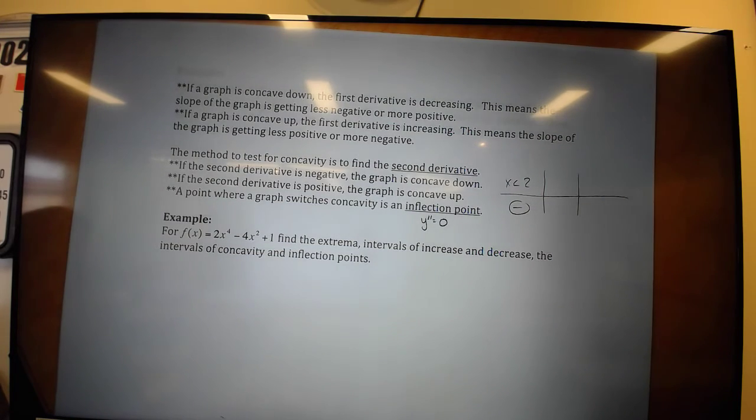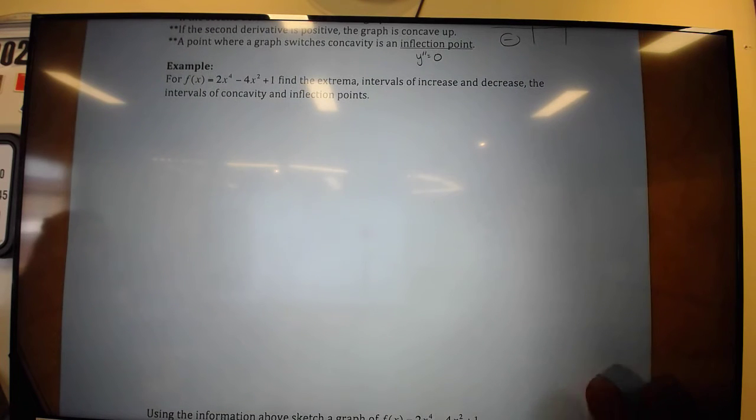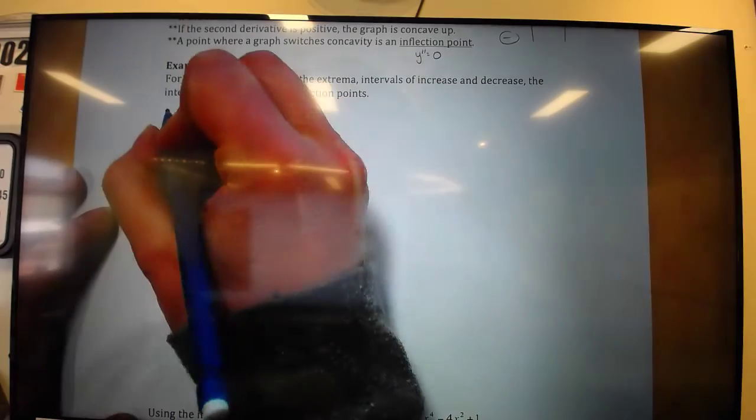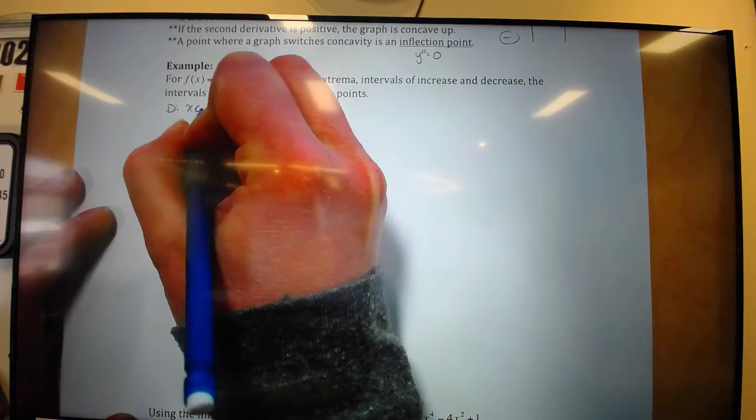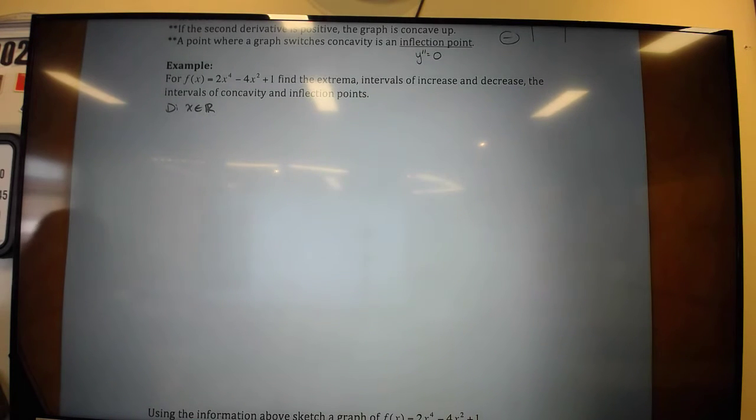Okay? So, example 4, we've got f of x is equal to 2x to the 4 minus 4x squared plus 1. We're going to find the extrema, we're going to find intervals of increase and decrease, and we're going to find the intervals of concavity and inflection points. Okay, so the first thing that we like to do is think, what's our domain? For this one, x is equal to all real numbers, right? This is just a polynomial.